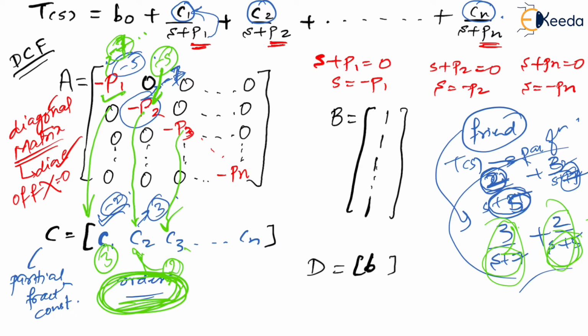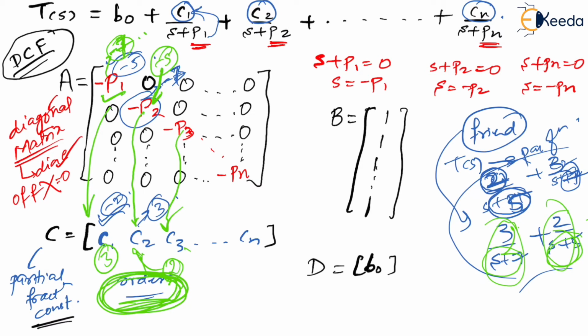The D matrix, as usual, is going to be b naught. Yes. So this is the diagonal canonical form in general. It is going to be very simple. You just need to put the poles as the diagonal elements of the system matrix A. Then in your B matrix, all are ones. In your C matrix, your partial fraction coefficients will come, written in the same order of the poles. And matrix D is definitely going to be b naught.